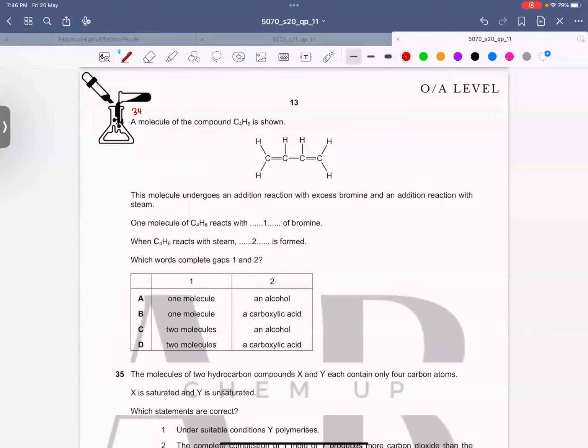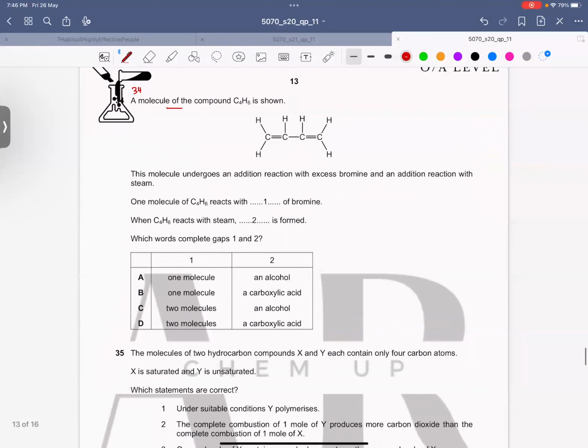Now question number 34. A molecule of the compound C4H6 is shown. If you see, there are two double bonds. If you recall, whenever there is one carbon-carbon double bond, we use ene in the suffix. But if there are two carbon-carbon double bonds, then we call it diene.